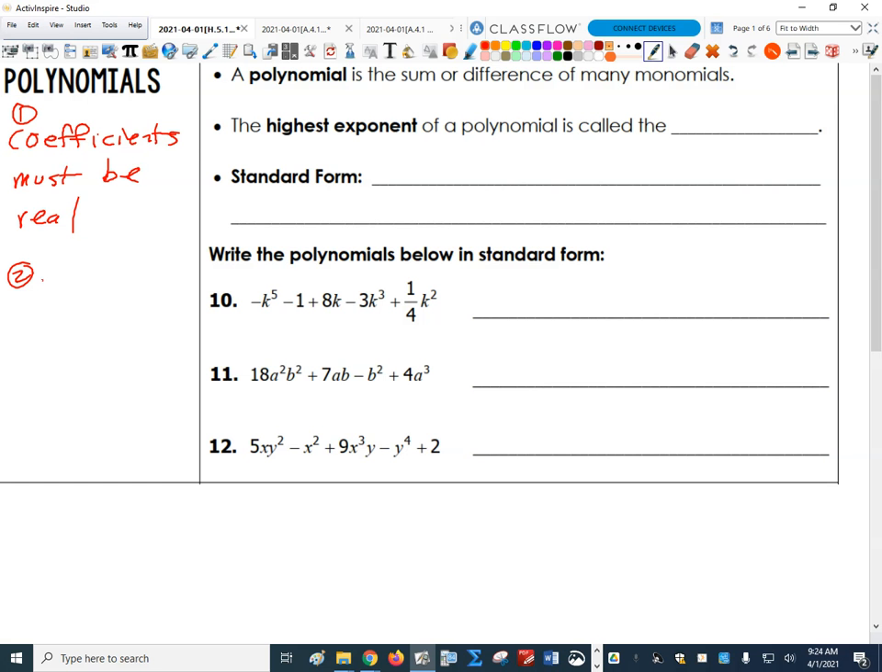And the other thing is exponents must be whole numbers. So they can't be fractional, can't be negative, okay? All right, so the highest exponent of a polynomial is called the degree of the polynomial. And the standard form of a polynomial just says that we're going to write the terms in decreasing order of power. So the biggest exponents always come first, okay?